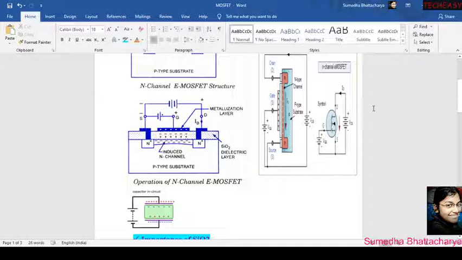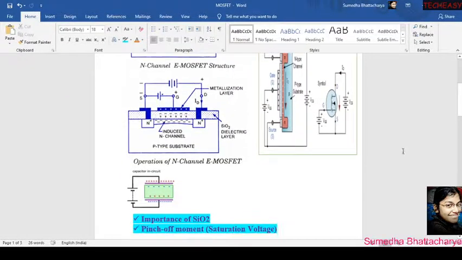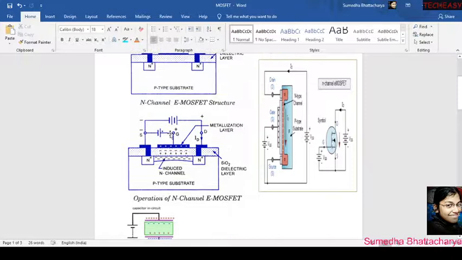Okay. Now, in this case, what can happen if we want to flow the current after the saturation voltage? That is, we want the current to flow from drain to source. Then what can we see? For that case, we have to use this VGS, right?